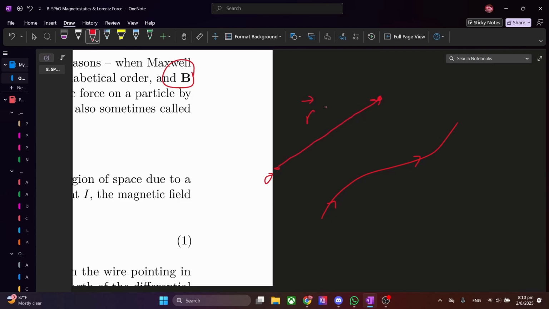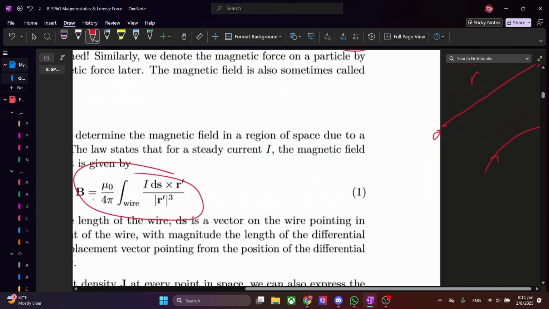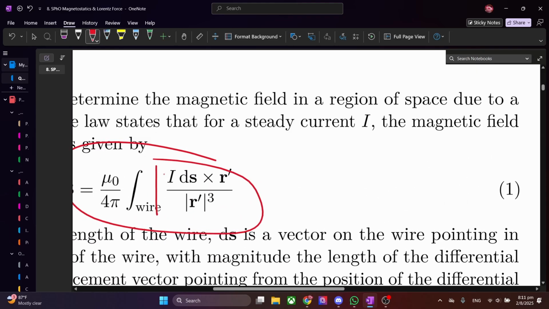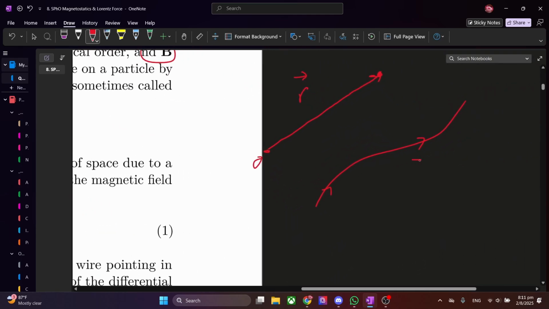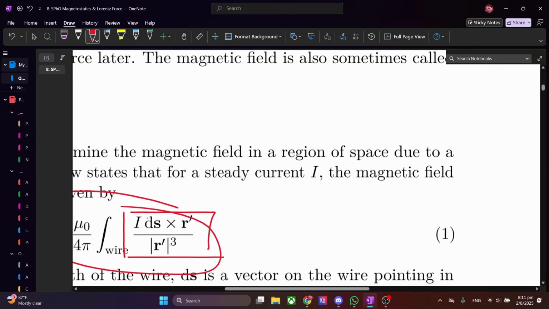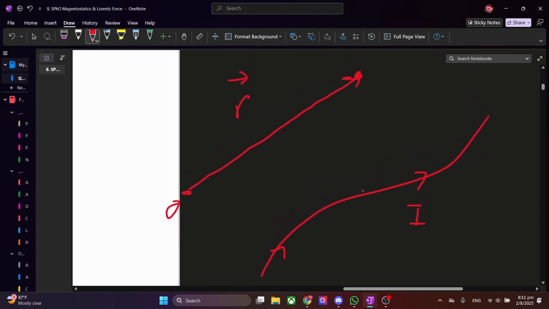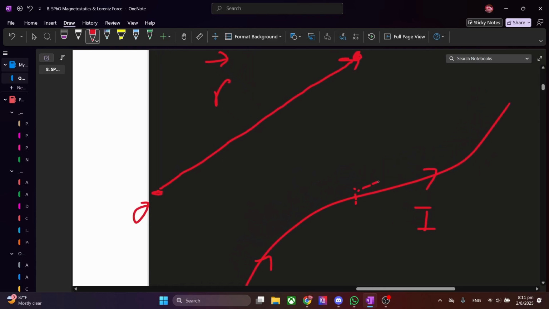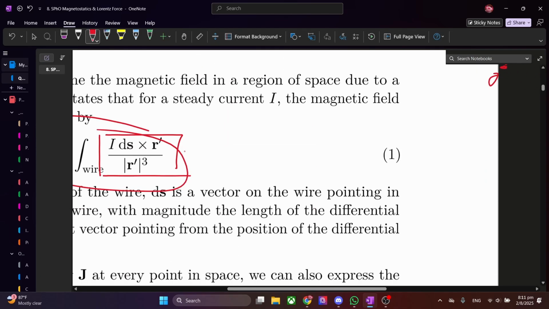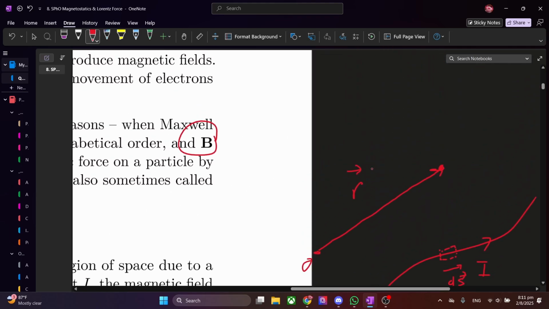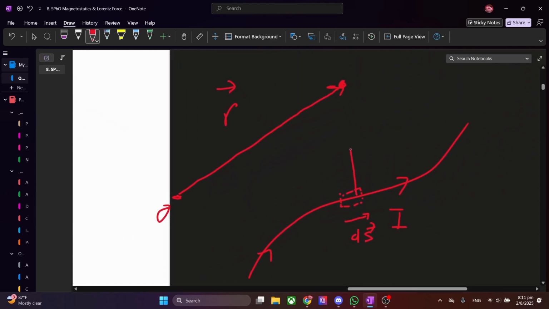Yep, something like this. If you want to calculate the magnetic field here, what does this integral mean? Actually, first, what this small part means is that since there's some current I flowing through here, ds is some small infinitesimal vector on the wire. So if we consider this small portion here, this vector would be ds. And this r prime here is not this position vector, but actually this position vector.